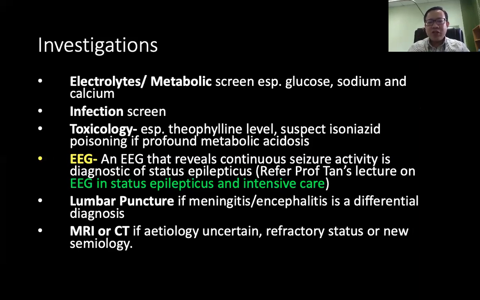So for investigation, initially I wanted to talk a little bit more on EEG, but Prof Tan has his lecture on EEG in status epilepticus and intensive care. So I'm not going to touch on this, how we classify or diagnose status epilepticus based on EEG.